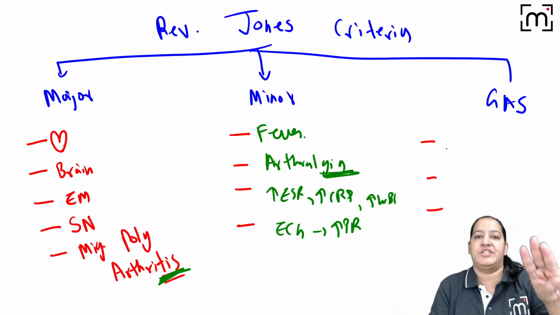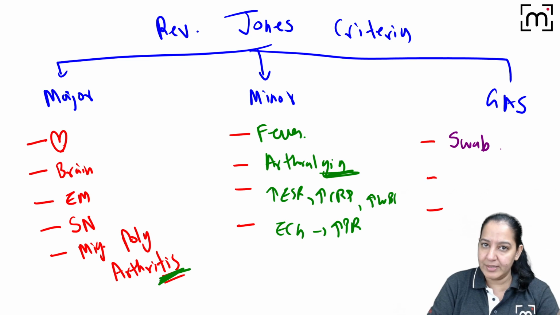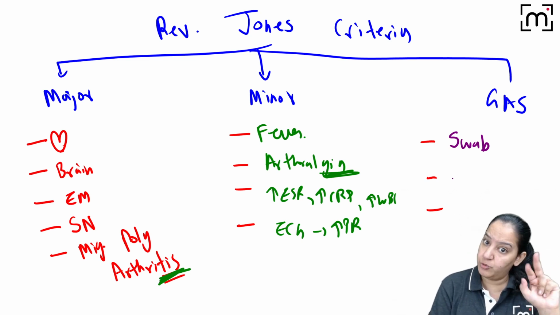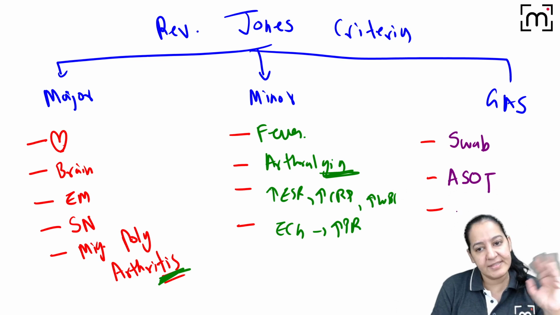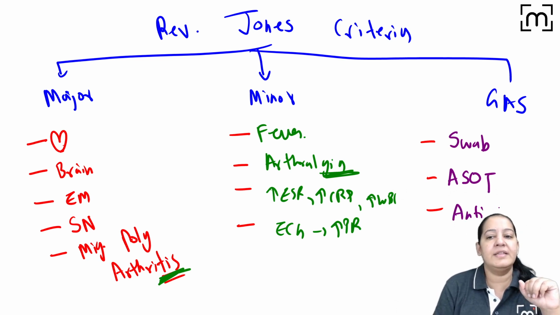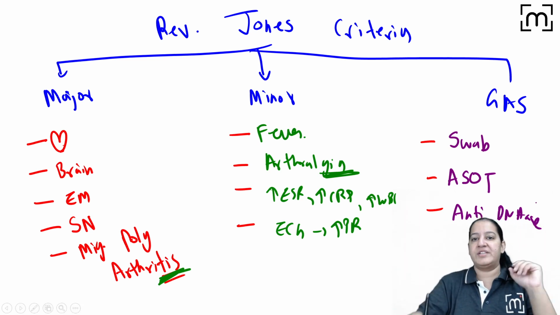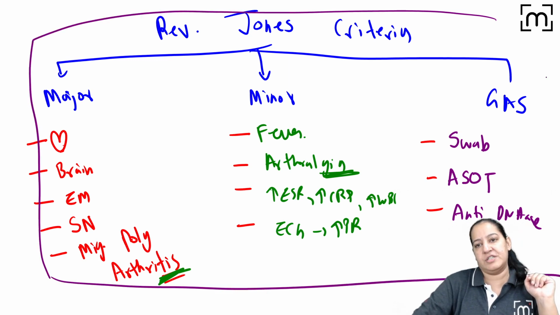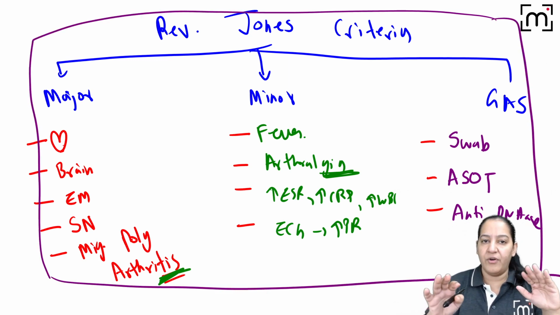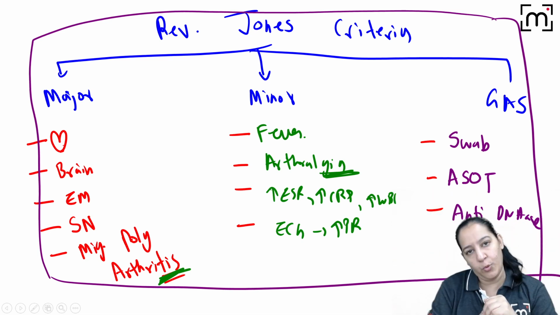Now coming to the 3 guess criteria. Either do a throat swab and try to culture, or see antibodies, the 2 types of antibodies. The first is anti-streptolysin O titer and the second one is anti-DNase. These antibodies should be present in the blood of the child, so that will be proven. Now this is the revised Jones criteria you have to write in your exam. Very, very important. If it is for a short answer, you have to draw this. If it is for a long answer, you have to describe all one by one.